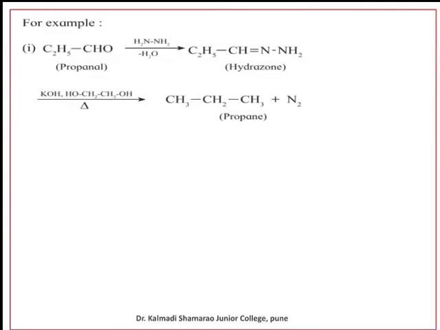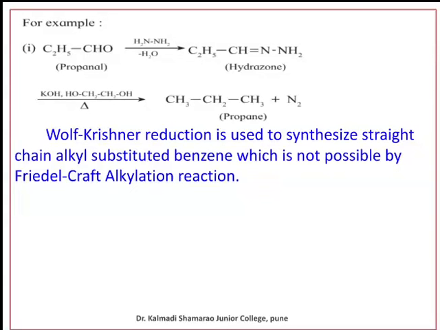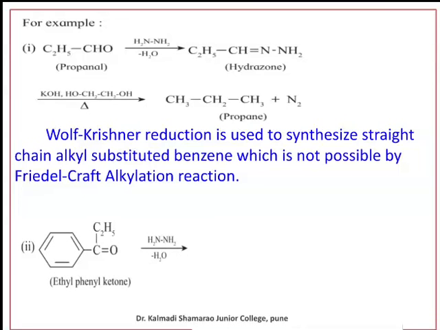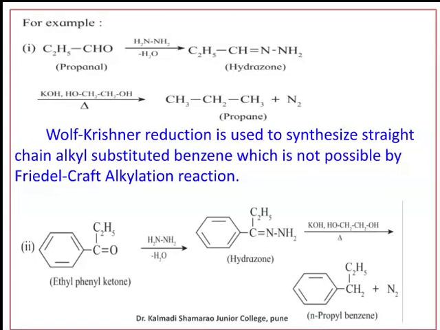Wolff-Kishner reduction is used to synthesize straight chain alkyl substituted benzene, which is not possible by the Friedel-Crafts alkylation reaction. For example, ethyl phenyl ketone reacts with hydrazine to produce hydrazone, which in turn reacts with KOH in the presence of ethylene glycol to give n-propyl benzene plus N2.